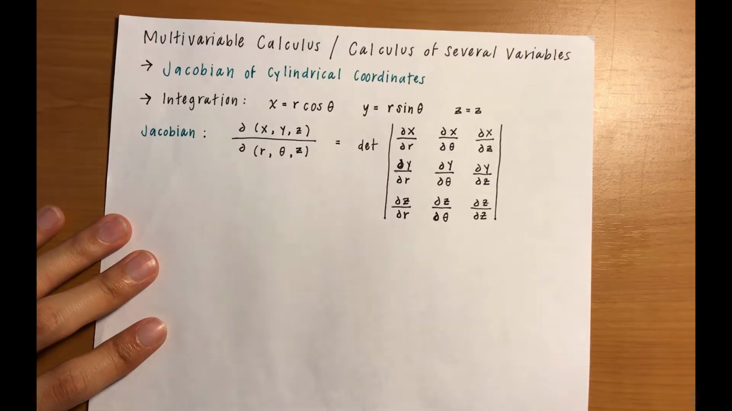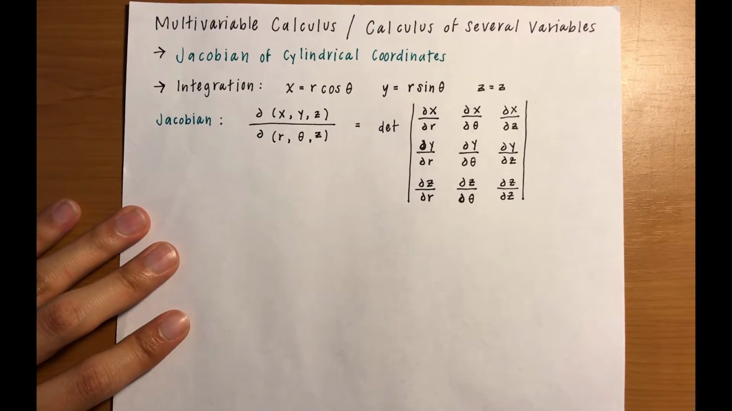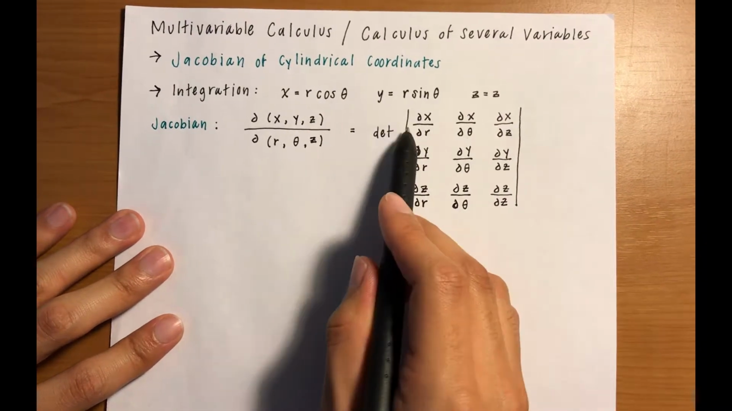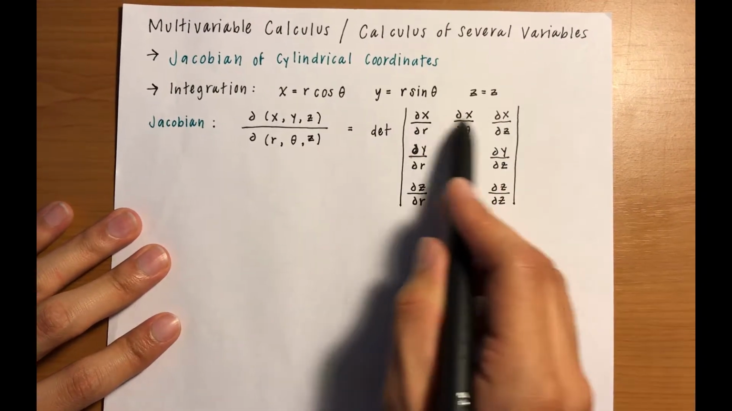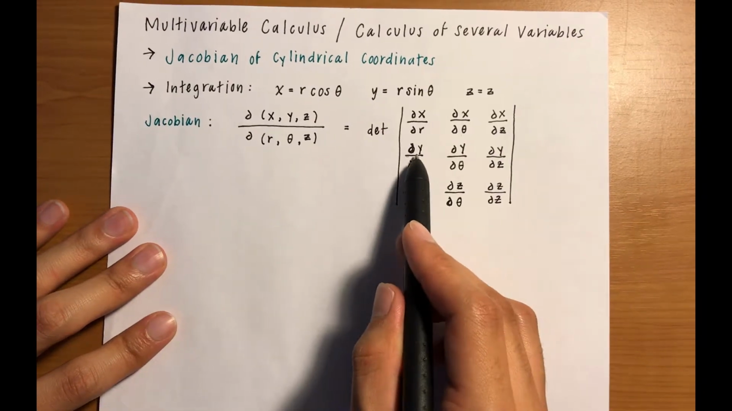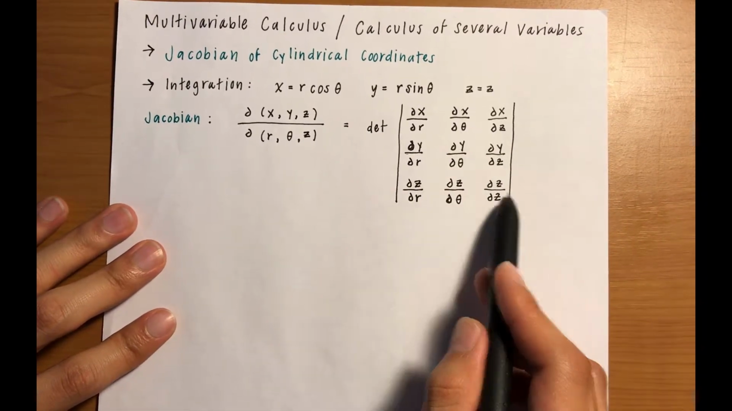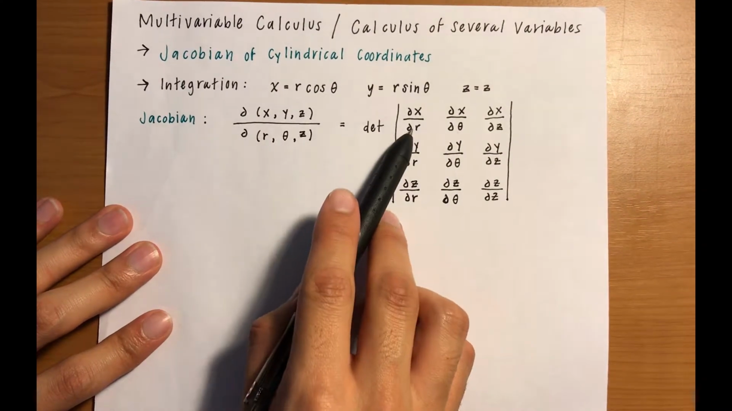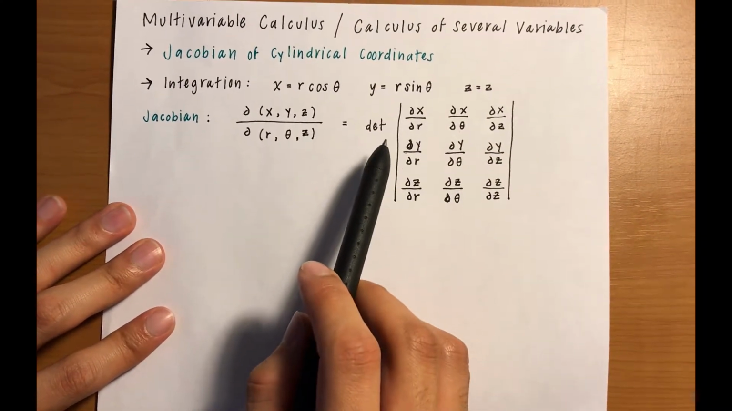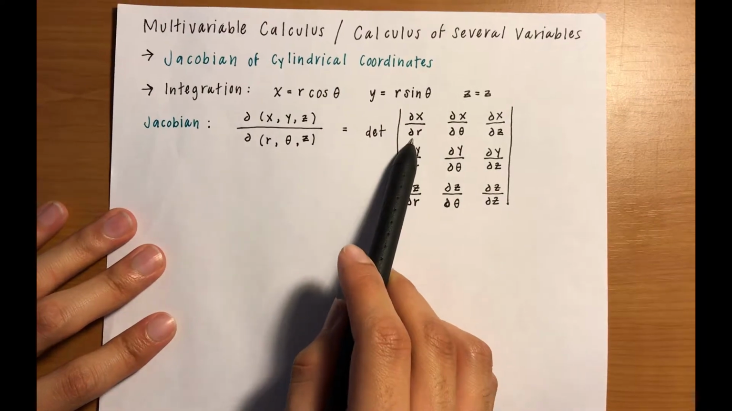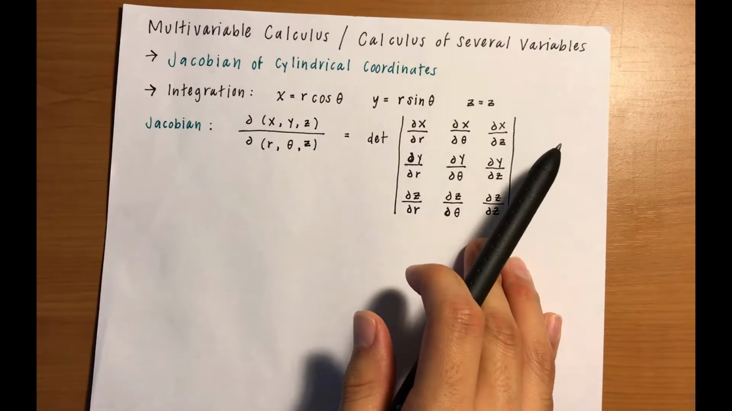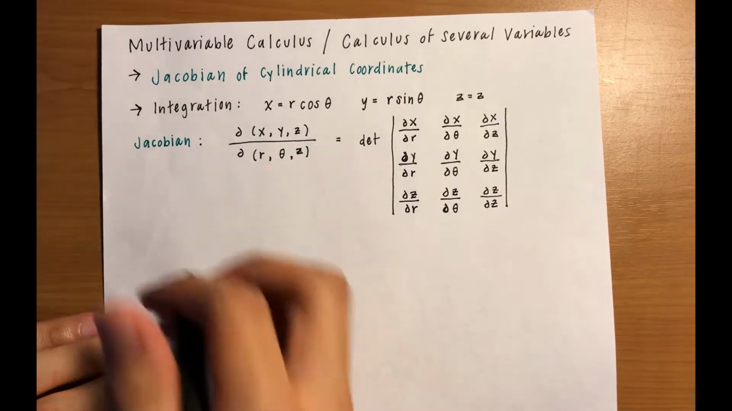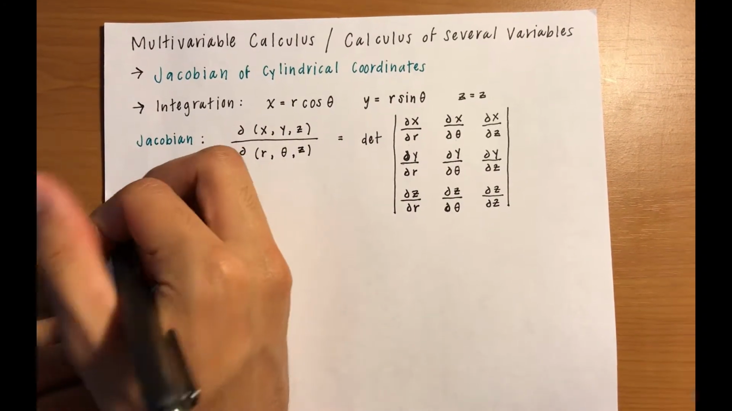To remember how to set up this Jacobian, in the rows we have the old variables. In row 1 we have just x's, the second row we have just y's, the third row we just have z's, and then the columns are your new variables. So that just means the partial of an x function with respect to r. That's all it means. So to begin, we'll start taking the determinant of this Jacobian of cylindrical coordinates.